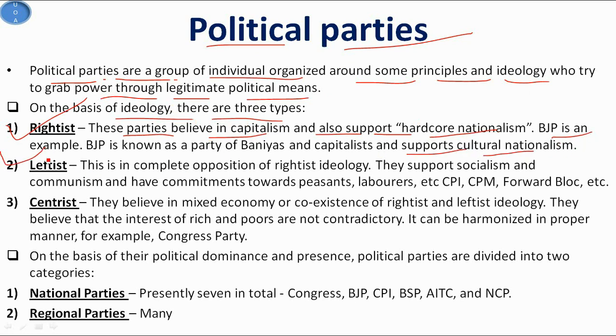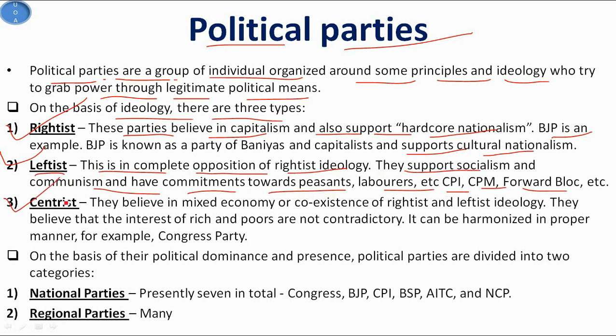The second type of political parties on the basis of ideology is leftist, and this is in complete opposition of rightist ideology. They support socialism and communism and have commitments toward peasants, labor, etc. CPI, CPM, Forward Bloc, etc. are examples of this type of parties.